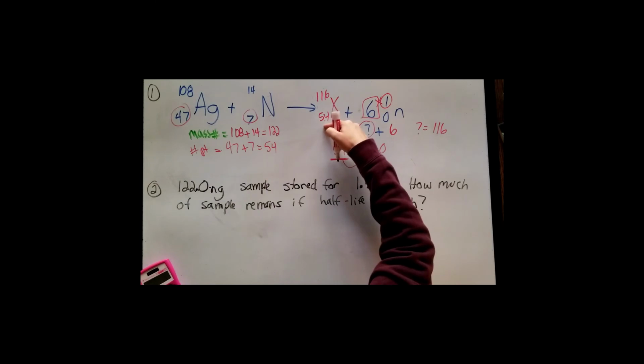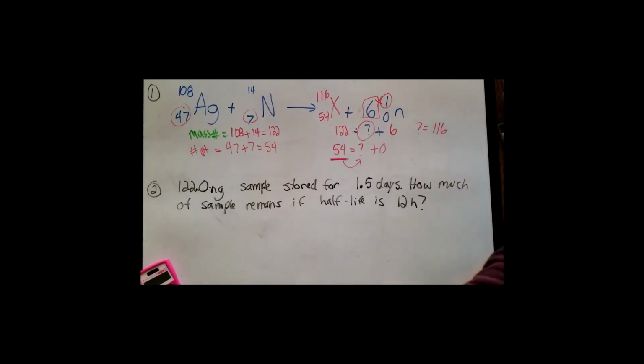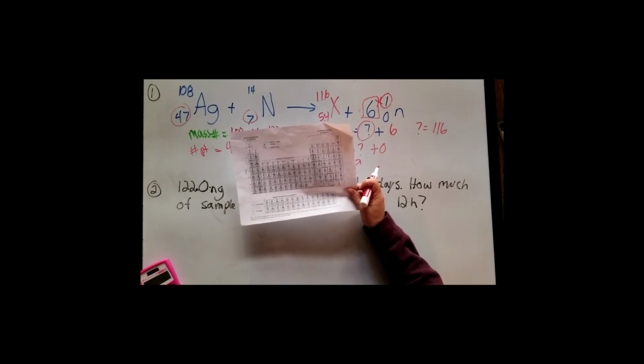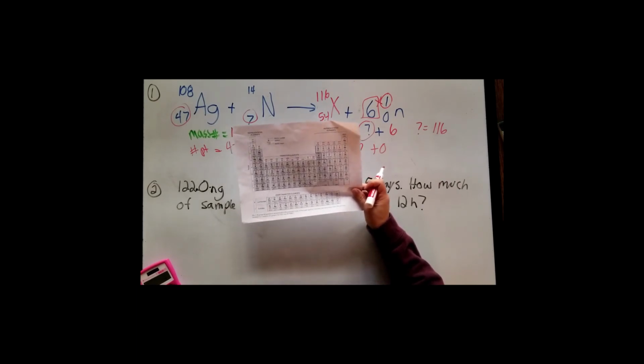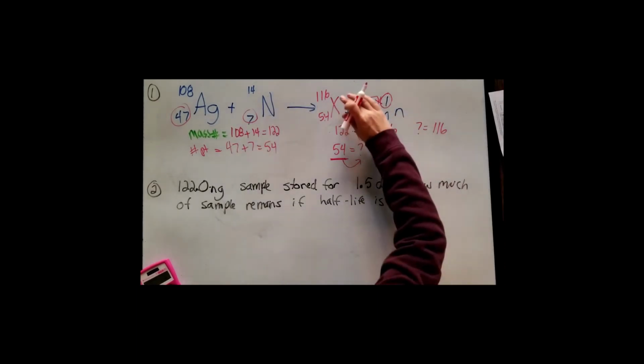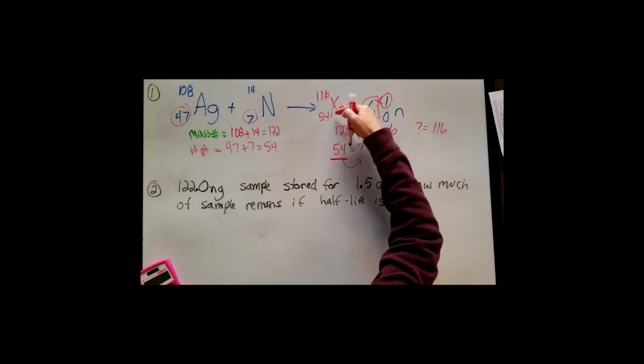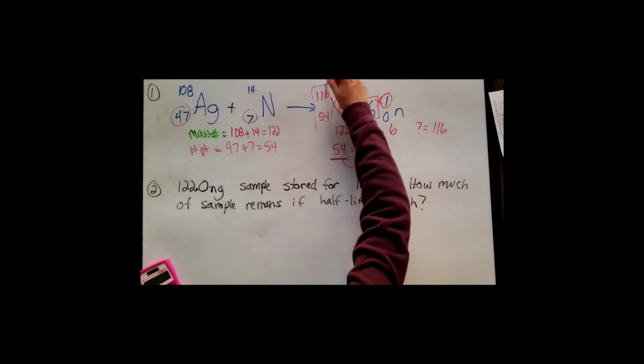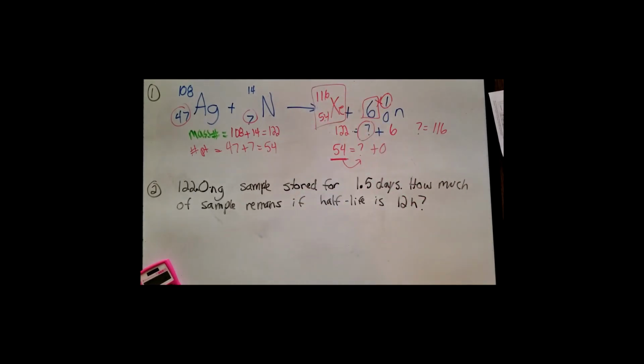The number of protons tells us what the element is. I just find number 54 on my periodic table, and number 54 is xenon, Xe. So my symbol, well, that's kind of convenient. I'm going to keep the X and add an E. So it's xenon. So this would be the unknown product that they're asking for.